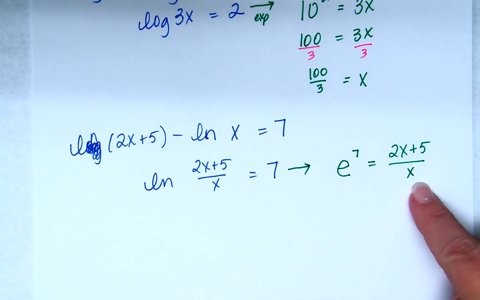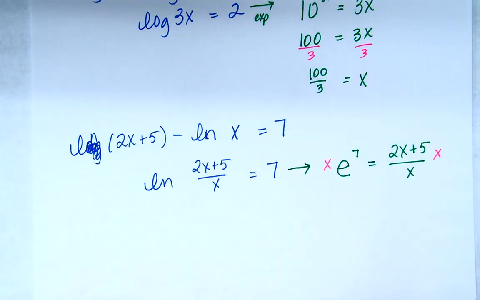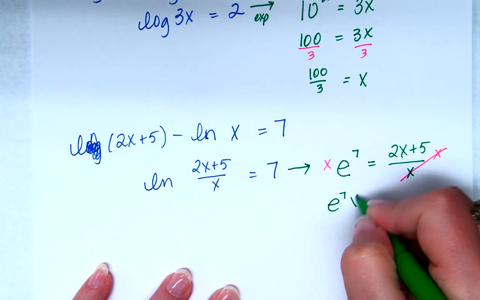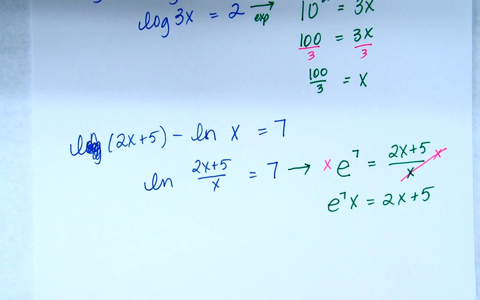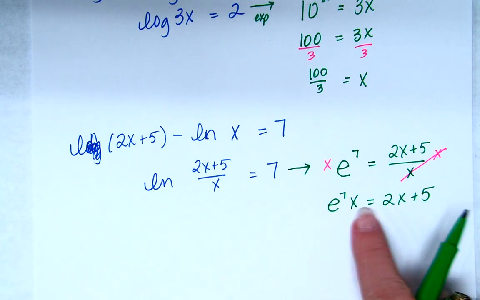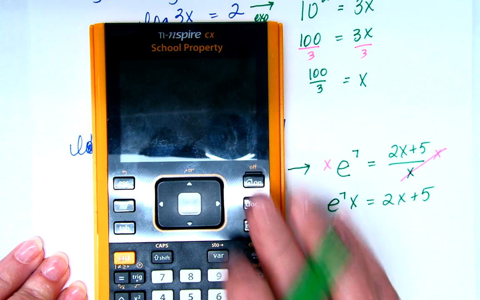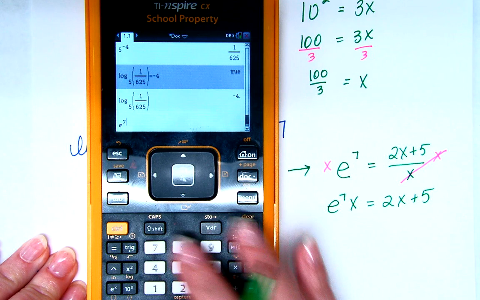How do I get rid of that x? Both sides by x, right? I need to multiply both sides by x. X here and an x here, because that simplifies to 1. Now I have e to the 7th x equals 2x plus 5. Now please do not panic on me here. I know that there are 2 letters here, but is this a letter? It is not a letter, is it? It is the number e that we can get a value for on my calculator by saying e to the 7th.